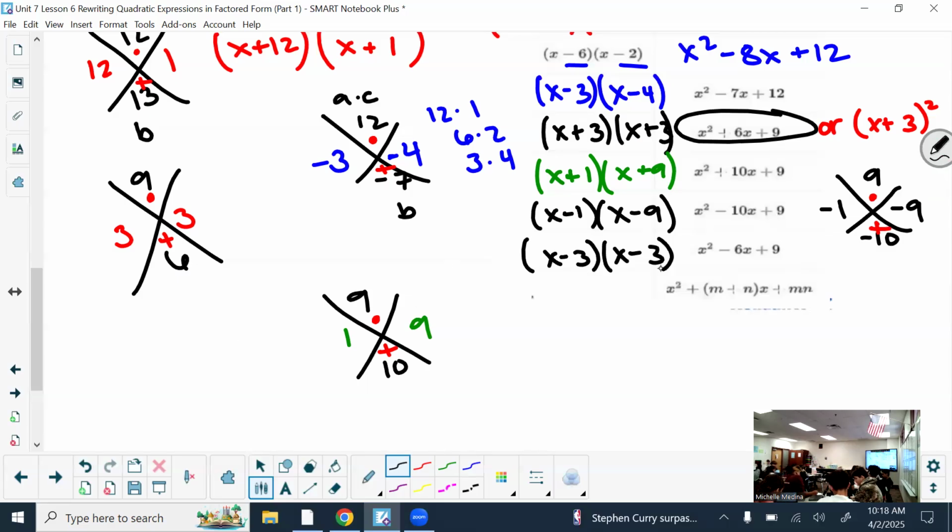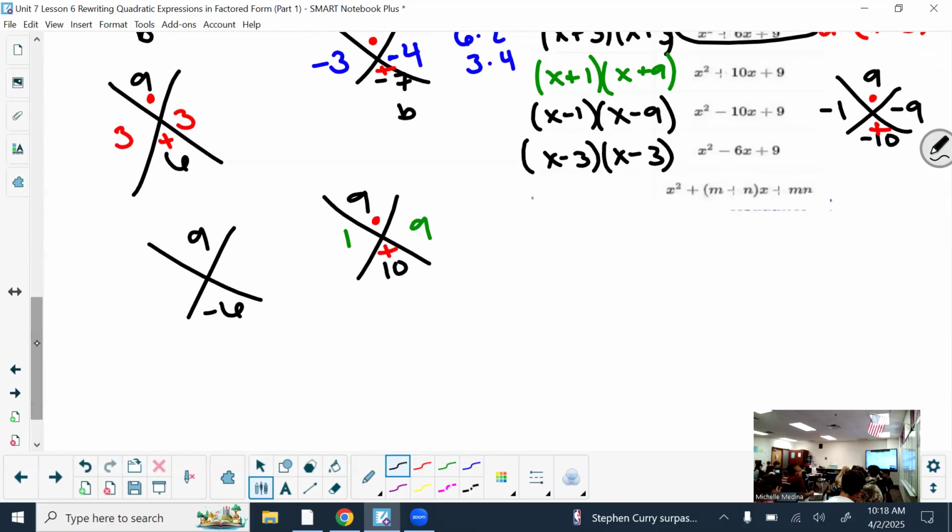Okay, let's see. That one I would set up. I know I'm kind of writing all over, but hopefully you know how to set it up now. That one I would put the 9 on top, negative 6 on the bottom, looking for two numbers that multiply to 9 and add to negative 6. So they're saying negative 3 and negative 3 accomplish that. Do you guys agree?